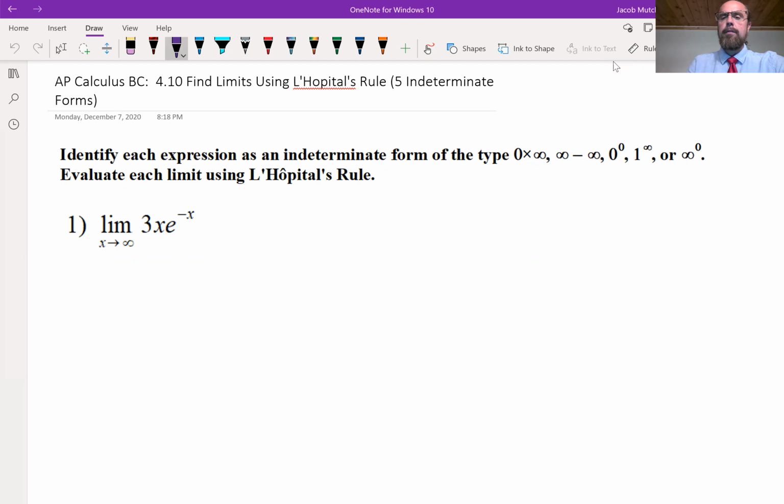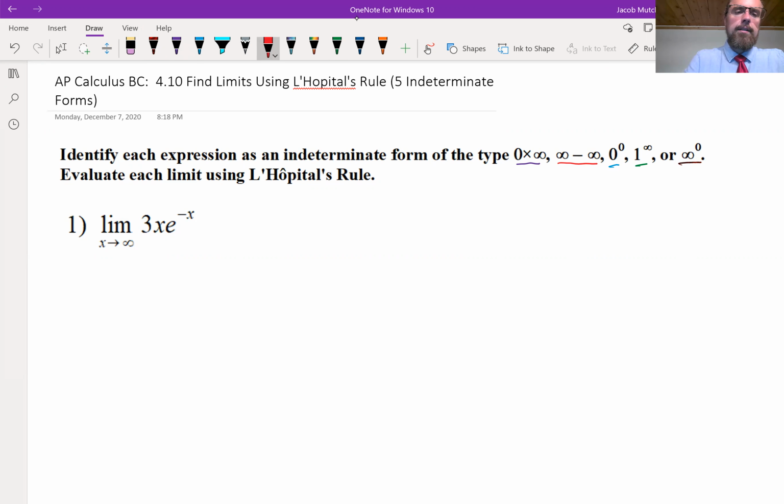So the 5 that we're considering would be 0 times infinity, infinity minus infinity, 0 to the power of 0, 1 to the power of infinity, or infinity to the power of 0. So we want to see which one we've got first, and then we need to decide how to proceed from there. The way we do so is just by direct substitution.